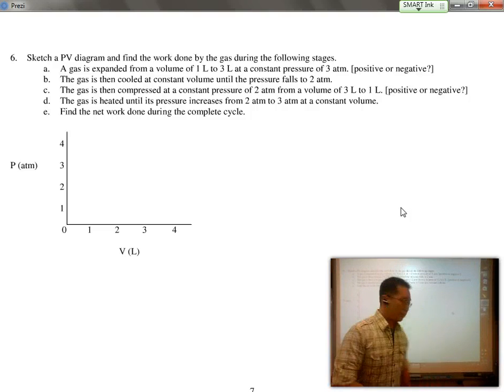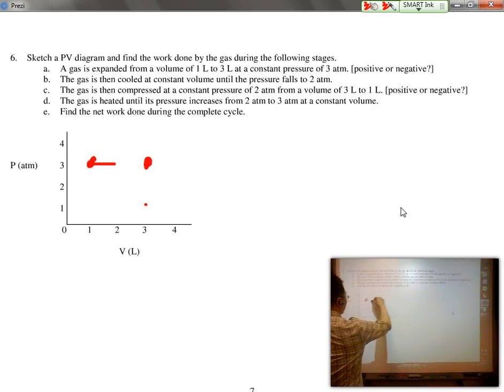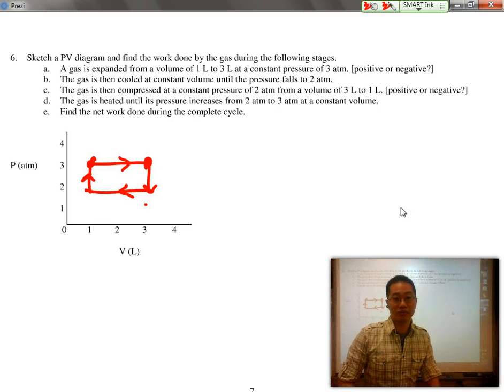A gas is expanded from a volume of 1 liter to 3 liters at a constant pressure of 3 atm. Then it is compressed until it reaches 2 atm, and then it's cooled until it reaches 2 atm, and then it's compressed back to 1 atm, and then it's heated until it goes back to its original state. So in this case, we can see that it is a cyclic process.